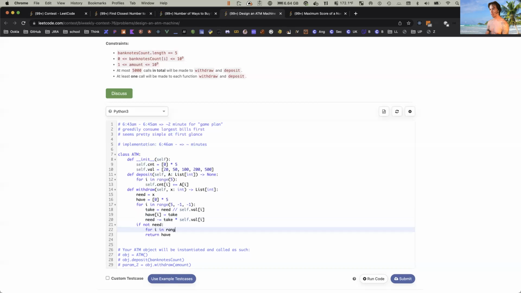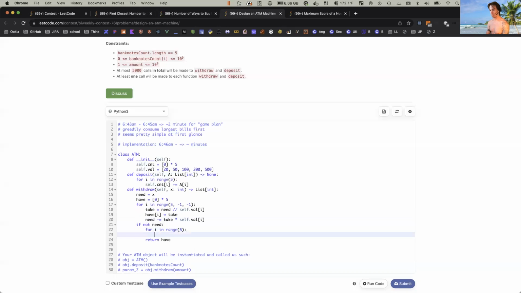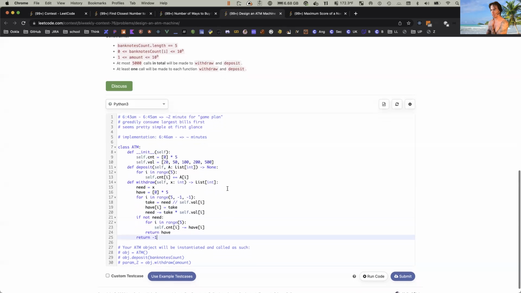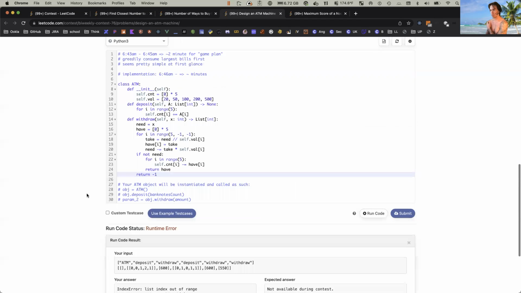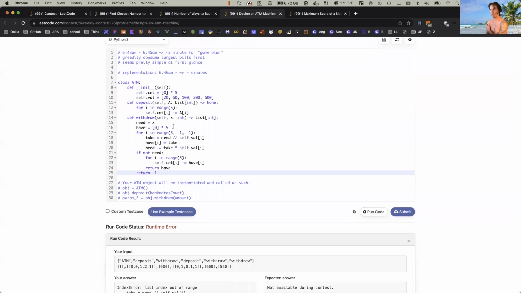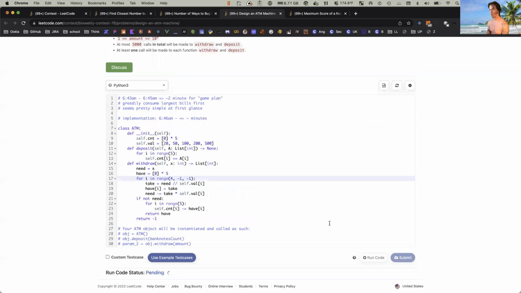For i in range 5, self.count[i] minus equals have[i]. Otherwise, we'll return -1. Right, we don't have what we need. Okay, that looks good. Oop, out of range. i is out of range. Oh, it's 4. 0, 1, 2, 3, 4. 5 non-inclusive. 0 to 4 inclusive.